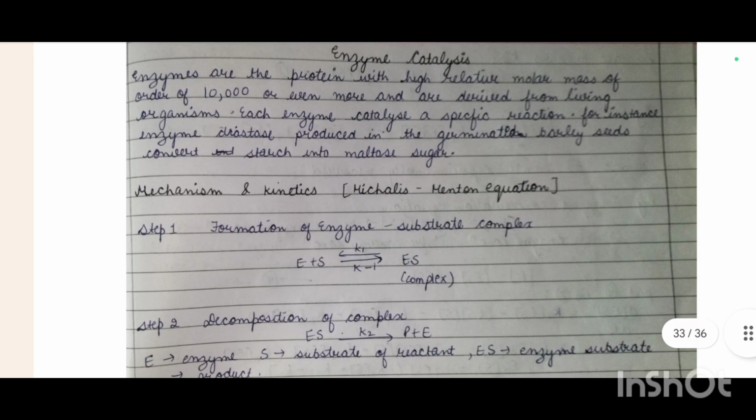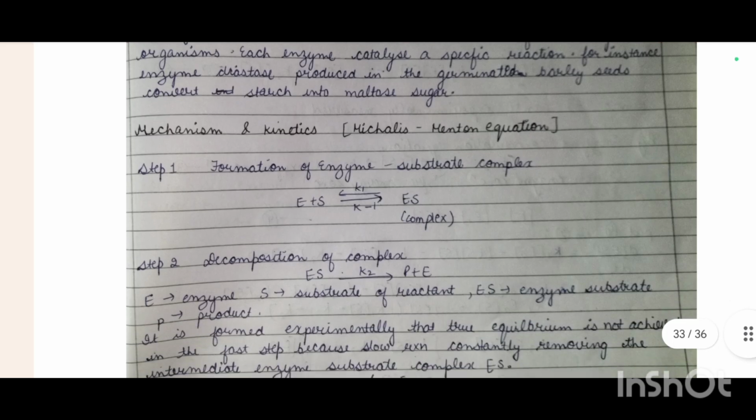Enzyme catalysis. Enzymes are proteins with a high relative molar mass, of the order of 10,000s or even more, or are derived from living organisms. Each enzyme catalyzes a specific reaction. For instance, an enzyme present in germinating barley seeds converts starch into maltose sugar.